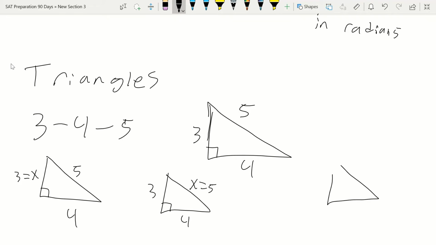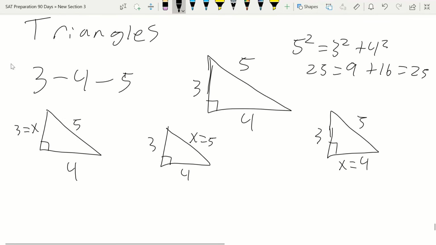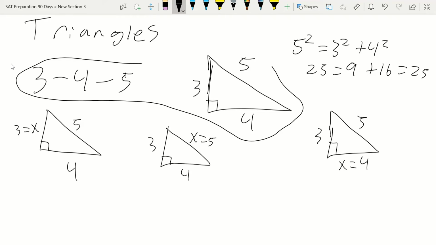If you have one that looks like this, and you're asked for x right here, you're given 5 here, and you're given a 3 here, recognize that x has to equal 4. And here's why: 5 squared equals 3 squared plus 4 squared. We know that 25 equals 3 squared is 9, and then 4 squared is 16, so that's going to equal 25. So that's using a squared plus b squared equals c squared, which is the Pythagorean theorem. I would make sure that you have written down this right here, triangles, 3, 4, 5, and then this right triangle right here that shows you that rule.